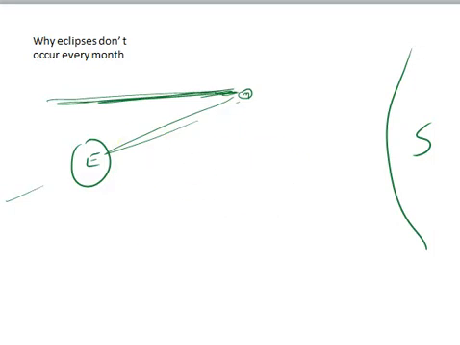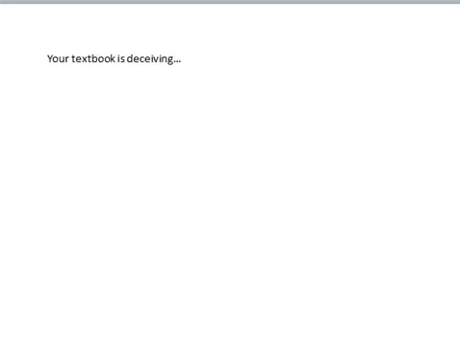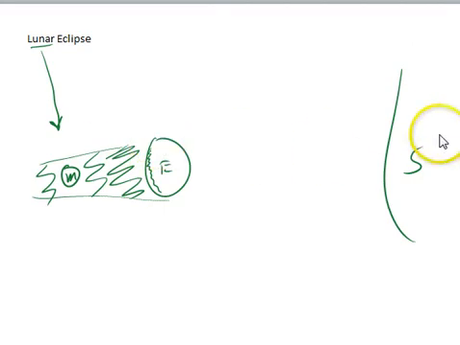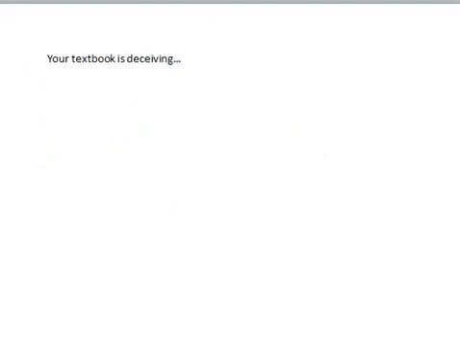Now your textbook and other textbooks can be deceiving because a lot of times they draw it out something like this. They show the sun and you've got the Earth and the moon relatively close, so it looks like there's this giant shadow and you should be having eclipses all the time. But in reality, if you were to do this with a little bit more of a realistic scale, and you draw the Earth this big, the moon is going to be 30 Earth diameters away.